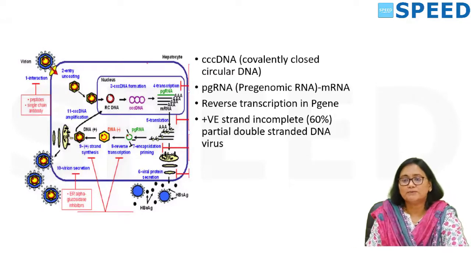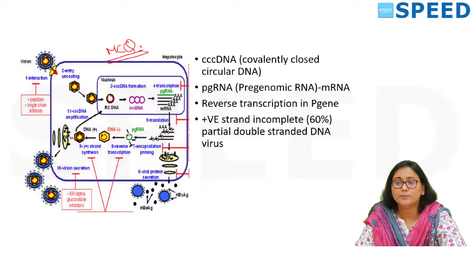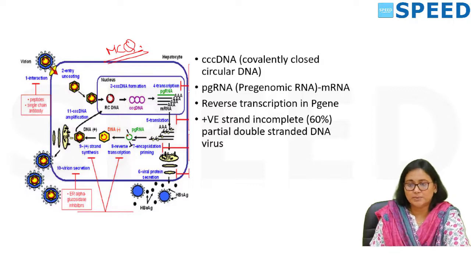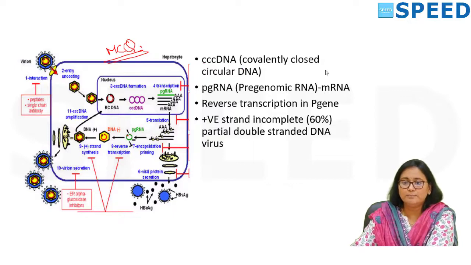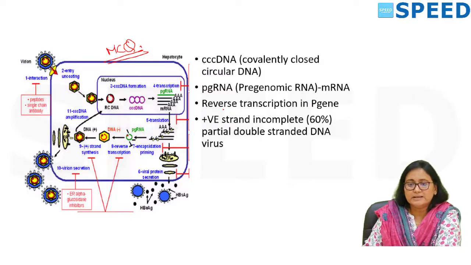So, this is the life cycle of hepatitis B virus, okay, which was asked in one of the entrance exams. The picture was given and it was asked which virus replication is there. So, you have to see a few points which are unique about hepatitis B virus, that it has cccDNA, that is your covalently closed circular DNA, okay, and you have to look for pgRNA. What is that? Pre-genomic RNA, okay, that is your messenger RNA, reverse transcription in P gene and positive strand is incomplete. So, we say it is a partially double-stranded DNA virus.